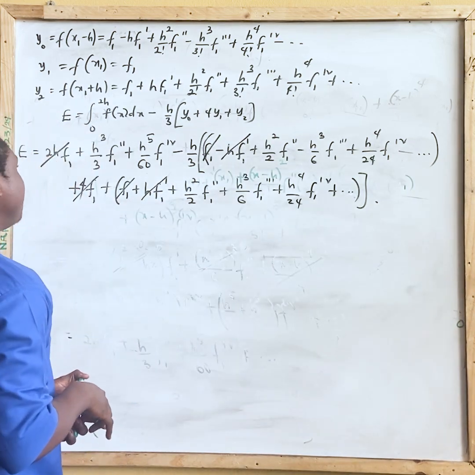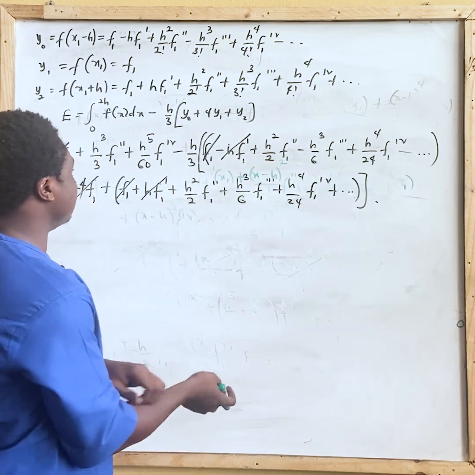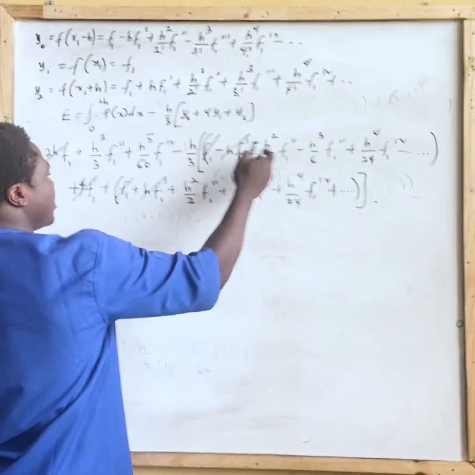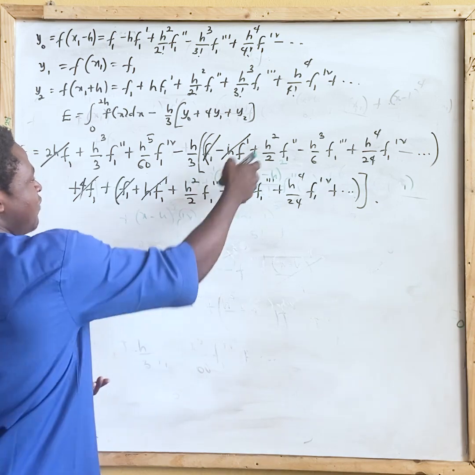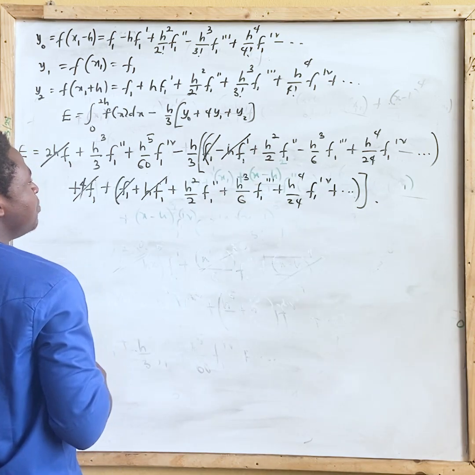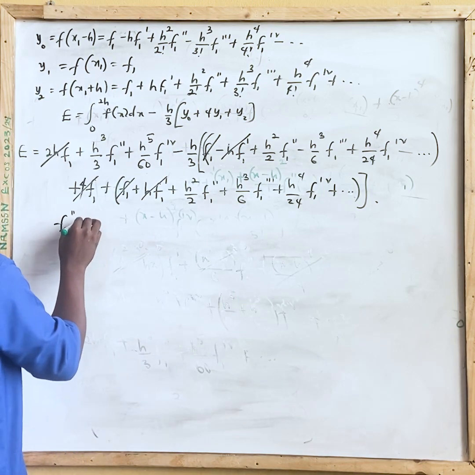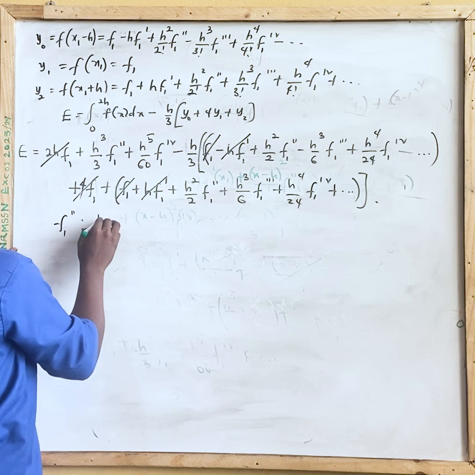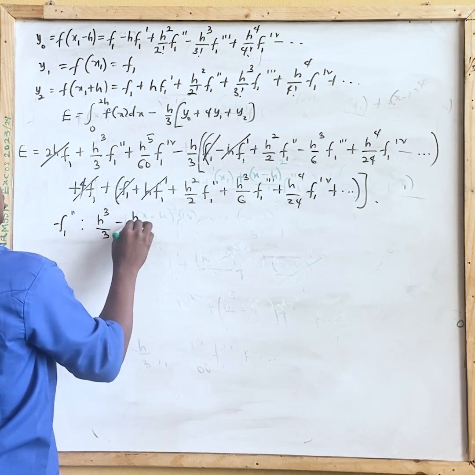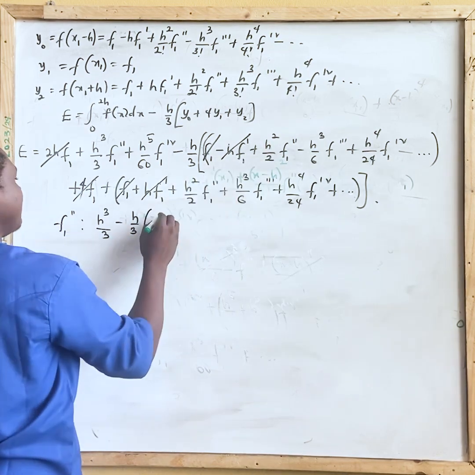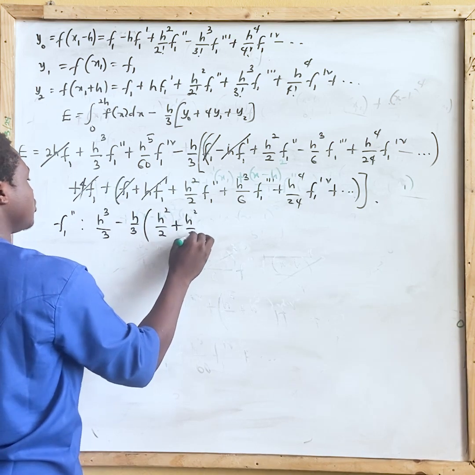Now, how about f1 prime prime? It is here, quite alright. It is here and it is here also. So, okay, let's see. For this bracket, it is 2 of the same thing. That will be 2h squared over 2. That's h squared. So, I have it to be h squared f1 prime prime. In fact, let me bring it down. For f1 prime prime, here I have h cubed over 3. Then I have minus h over 3 into, I have here h squared over 2. Then I have here plus h squared over 2.